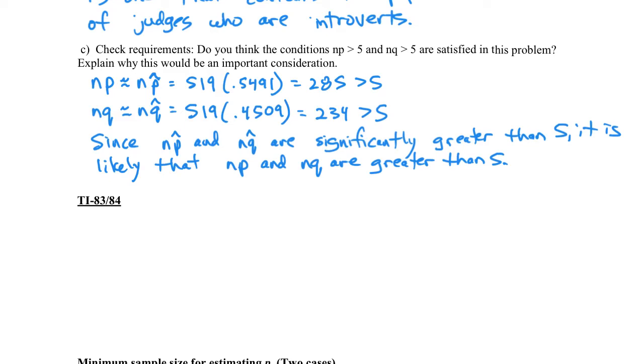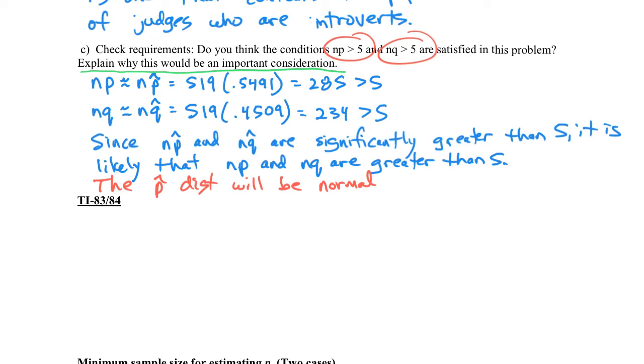And then it says, explain why this would be an important consideration. It's important because if these two conditions are met, if NP is greater than 5 and NQ is greater than 5, then the P hat distribution will be normal. So that's the important part. So the important part is the P hat distribution will be normal, right? As long as these two conditions are met. And so that means we can use everything from chapter 6 when we are working with this problem.